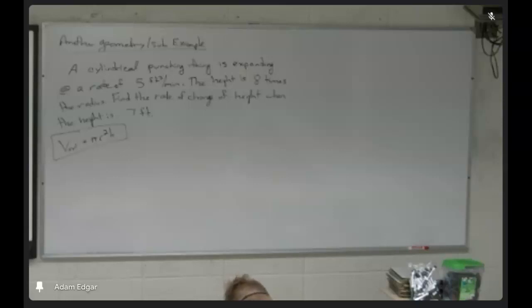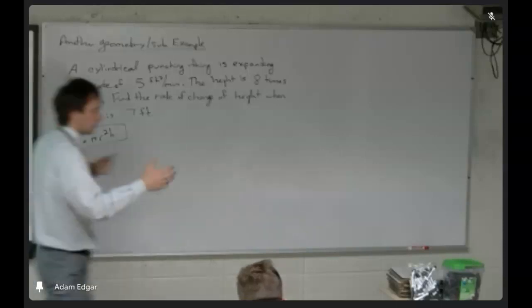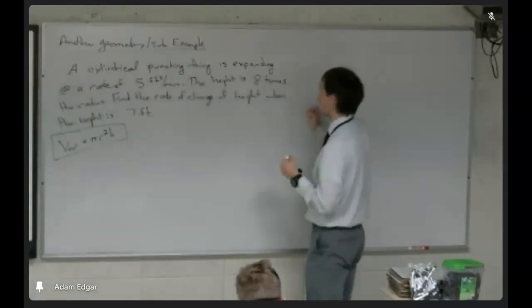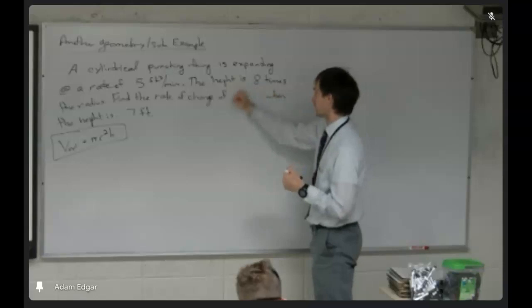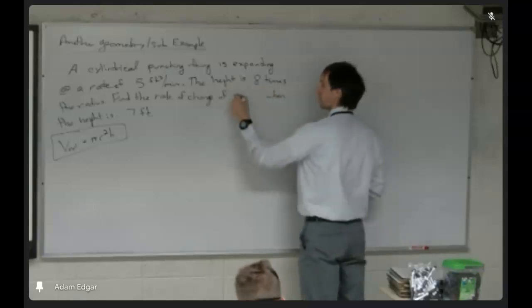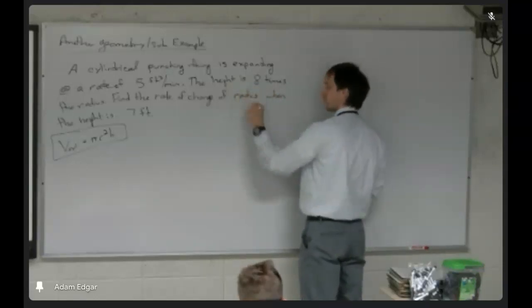Oh, you know what? I'll still give you the height, and you can use that height is 8 times the radius as a relationship to figure out the radius. But I've decided I'd rather find the rate of change of the radius. I'm sorry, I just ruined your whole day. This is what happens when I mix up.